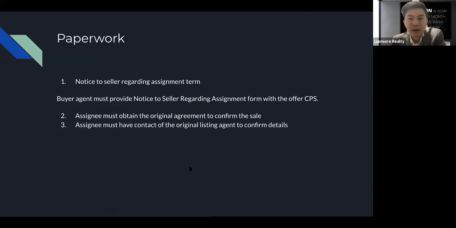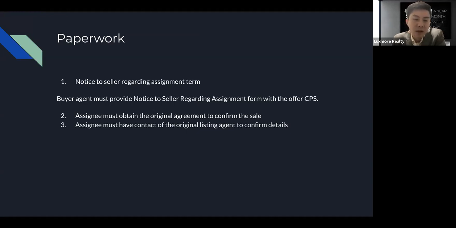So the paperwork part is an easy part. When you submit your offer, if you have an assignment term in your contract, you will need a form called notice to seller regarding assignment term. The buyer agent must provide notice to seller regarding assignment. This form goes along with your CPS, signed by your client, and is submitted with your offer together to the listing agent.